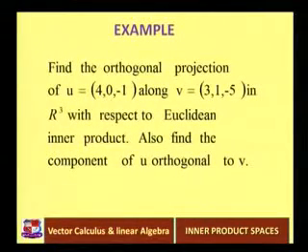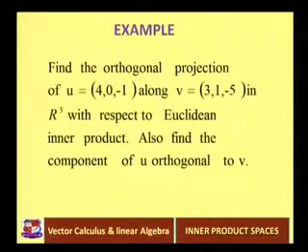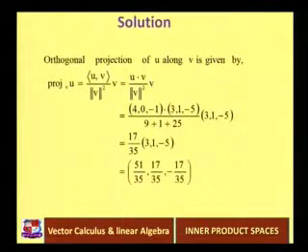Let us take one example. Find the orthogonal projection of u = (4, 0, -1) along the vector v = (3, 1, -5) in R3 with respect to the Euclidean inner product. Also find the component of u orthogonal to v. So here we want to find the orthogonal projection of u along the vector v, and also find the component of u orthogonal to vector v. So for that we use the equation.